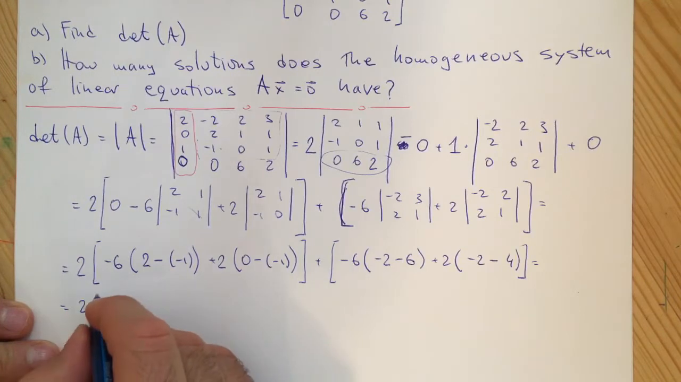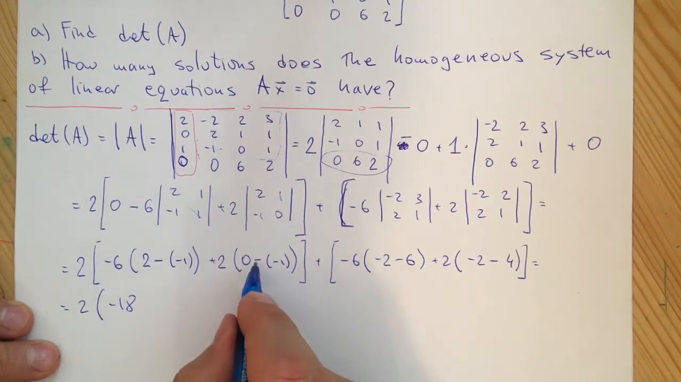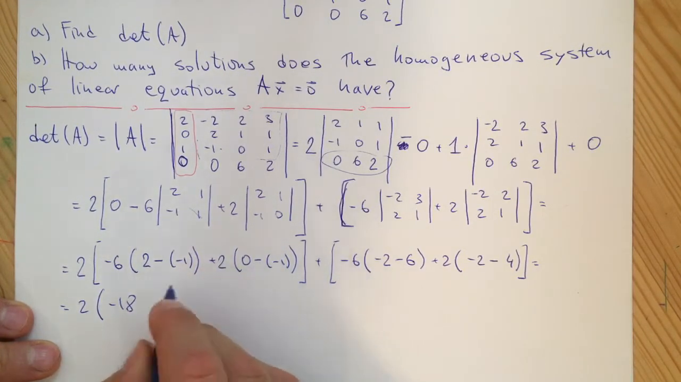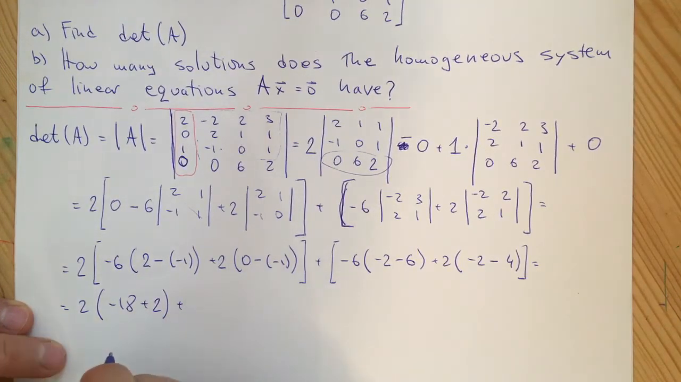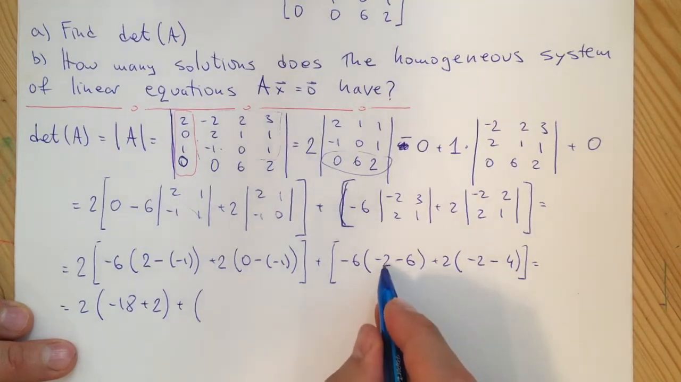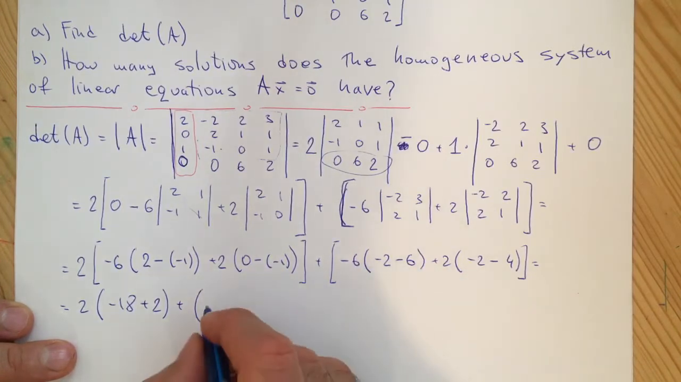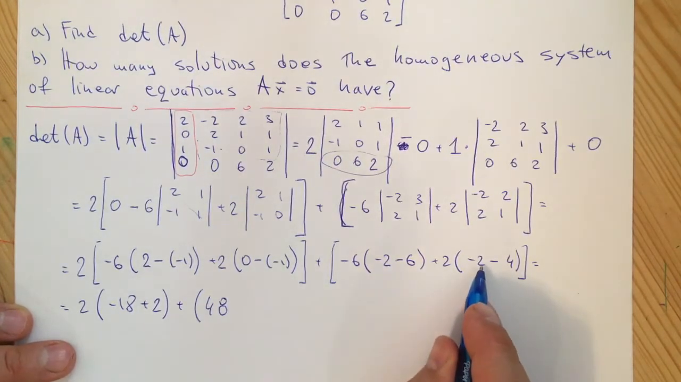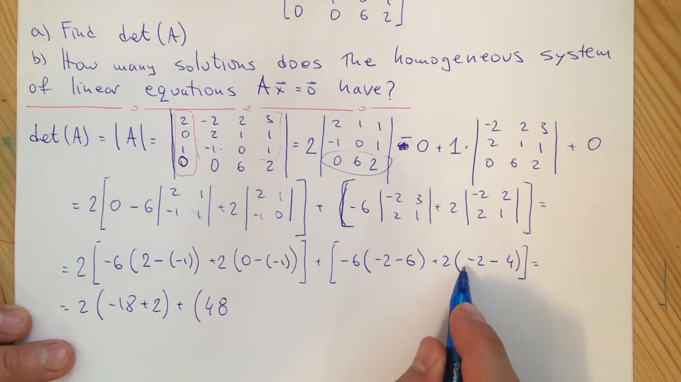Okay, so this is 2 plus 1 is 3 times 6 is negative 18. This is positive 1 plus 2 is positive 2, plus this is how much? Negative 8 times 6 times negative 6 is positive 48, and this is negative 6 times 2 is negative 12.